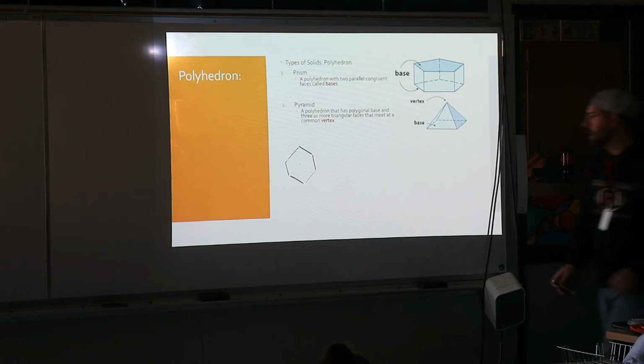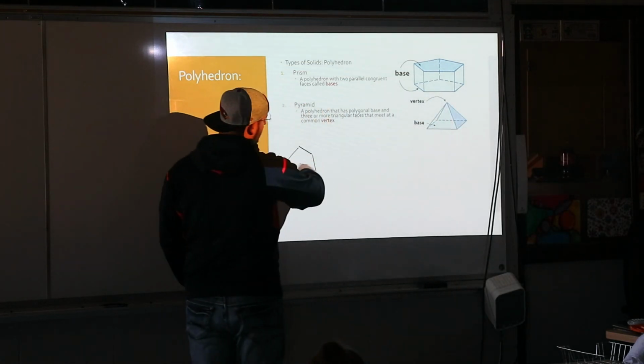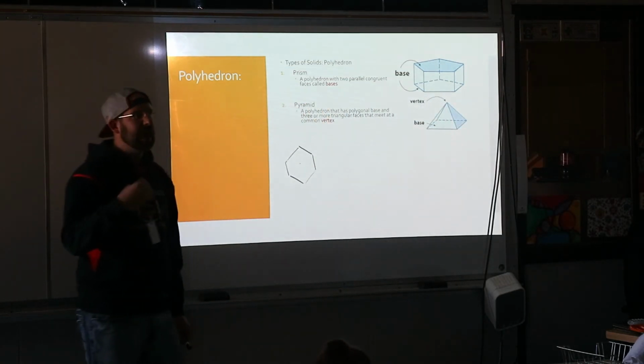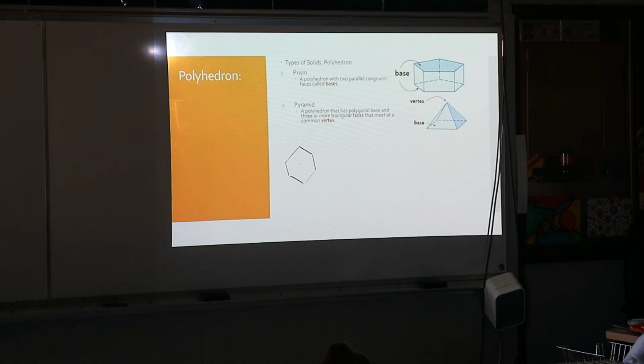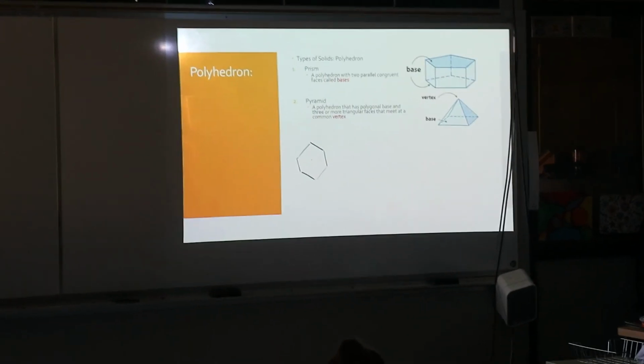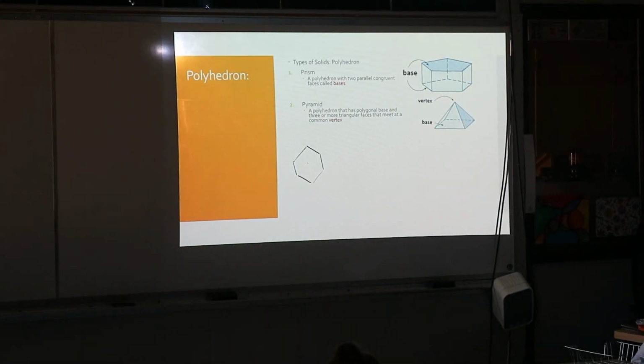Alright, sorry. Alright, so if the base is a hexagon and it goes up to a point, it's called a hexagonal pyramid. Okay? Alright. This is our last slide here. Okay, last slide. Let's get to these other types here.